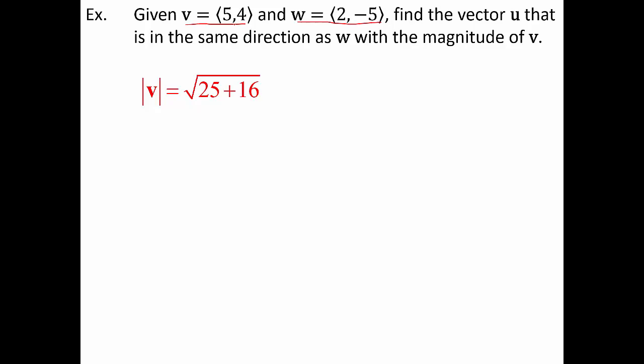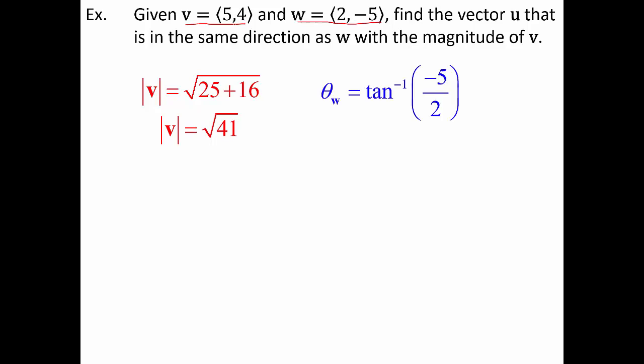Starting with the magnitude of V. So V is the vector 5, 4. The magnitude would be the square root of 5 squared plus 4 squared, or the square root of 41. Don't be tempted to convert that to decimal. The earlier you convert a value to decimal, the less accurate your final answer is going to be. So let's just leave that as square root of 41.